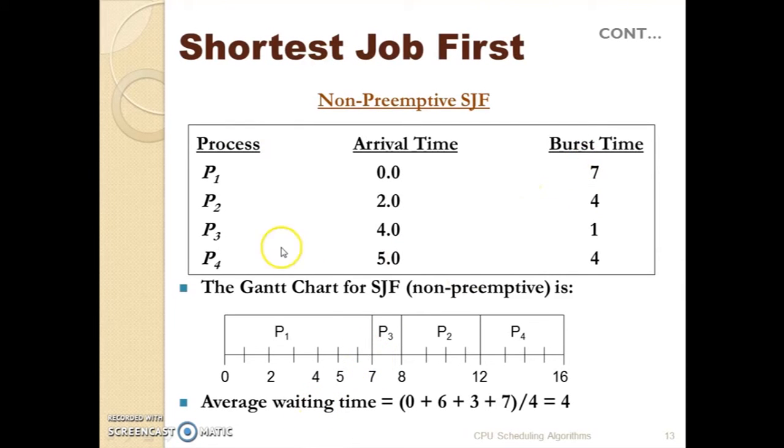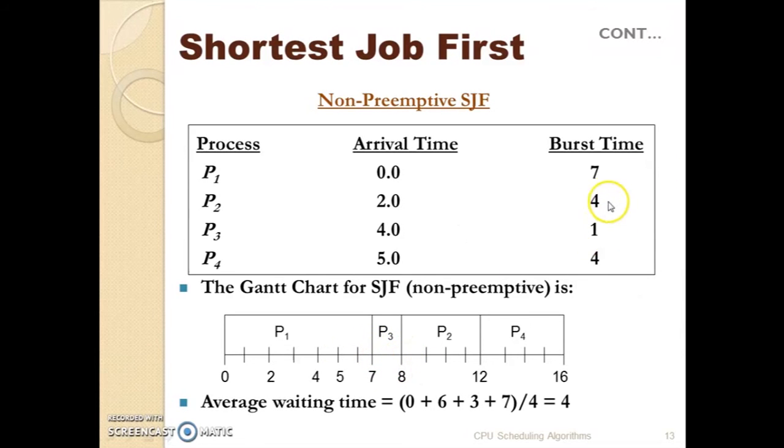Now till 7 seconds, if we see, all the rest of the processes, which are P2, P3 and P4, had arrived, because the arrival time of P2 was 2 seconds, P3 was 4 seconds and P4 was 5 seconds. So by 7 seconds all the processes were ready to execute. Now once P1 finishes, we will execute the rest of these processes in order of their burst time. If we see, P3 has the shortest burst time of 1 second. So next P3 got executed for 1 second.